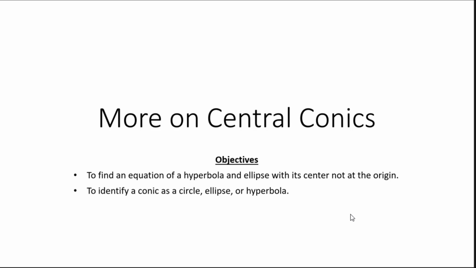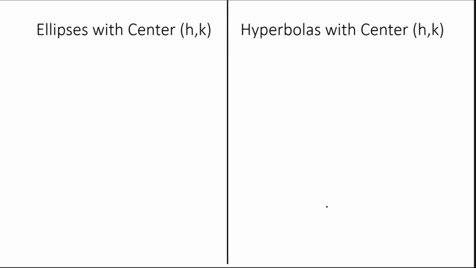In this video, you will learn to find an equation of a hyperbola and ellipse with its center not at the origin, as well as how to identify a conic as a circle, ellipse, or hyperbola. So what's new in this lesson is the fact that the center is being shifted. All the rules we've learned up to this point still apply, just with the difference where the center is not at the origin. So we're going to take a look at both ellipses and hyperbolas.